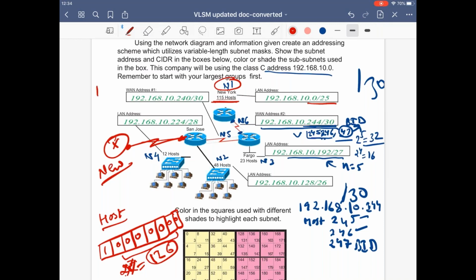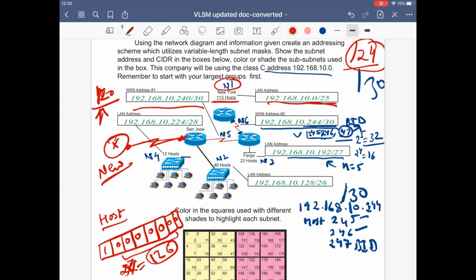So the remaining IP addresses we will use here. We still have IP addresses to use. But in every network from N1 to N6, if you use /24, then see how many IP addresses you are wasting. That is the point.